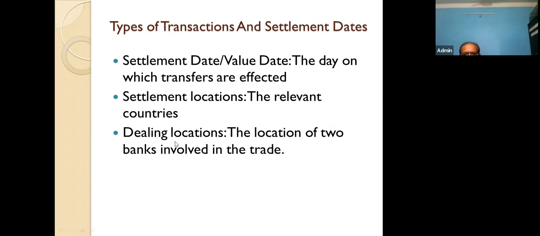Now what is the dealing location? The location of the two banks involved in the trade. Suppose I'm doing my transaction from India through Reserve Bank of India or State Bank of India, so that is one bank involved. And in Japan, let's take the example of Citibank of Japan. So Citibank and State Bank of India are called the dealing locations.